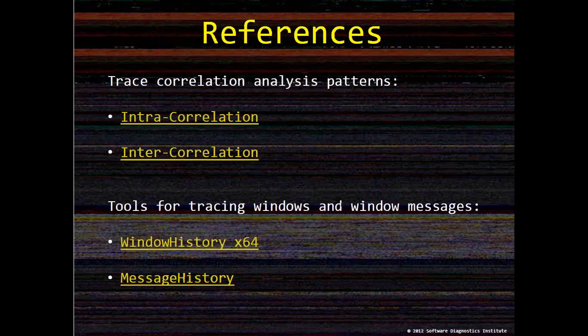So here I put references to two correlation trace analysis patterns, and also two links to two tools frequently used today for troubleshooting user interface issues, including window messaging.